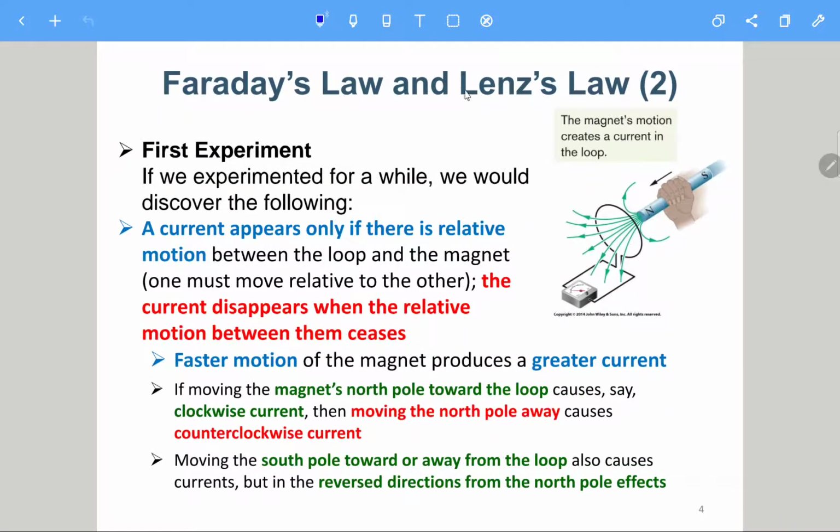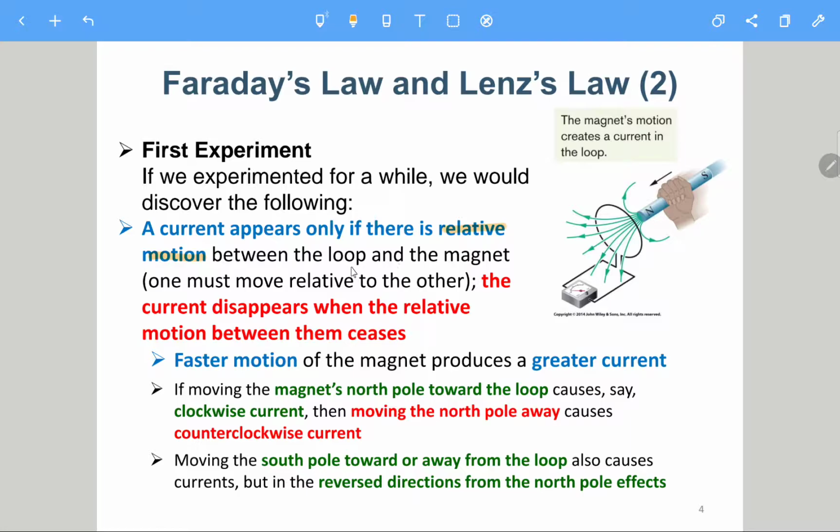If we experiment for a while, we would discover the following facts. A current appears only if there is a relative motion between the loop and the magnet, which means that if you just hold the magnet there and move the coil closer to the magnet, there will still be current.